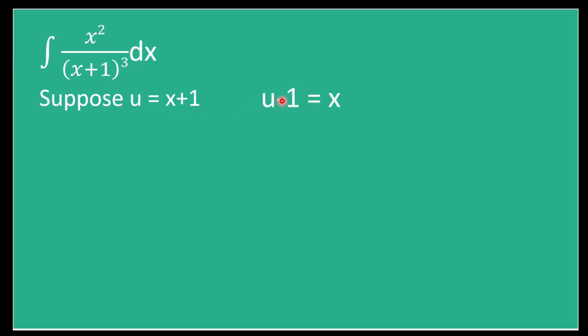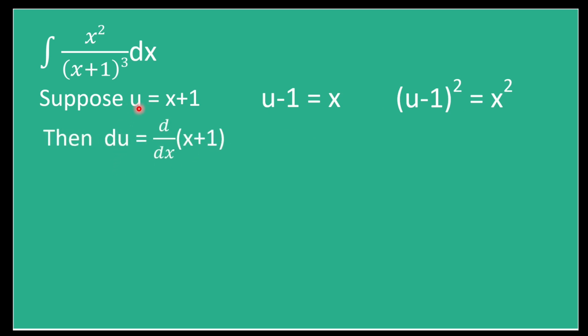Then u minus 1 equal to x, as this 1 will go to the other side of the equation. So u minus 1 equal to x, and similarly if we square both sides, (u minus 1) squared equal to x squared. So now we will differentiate this u.